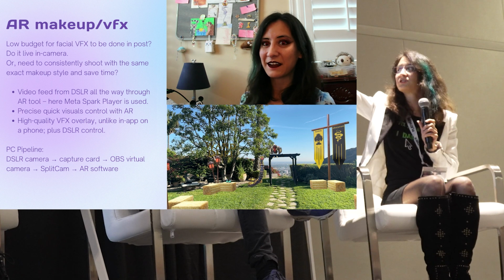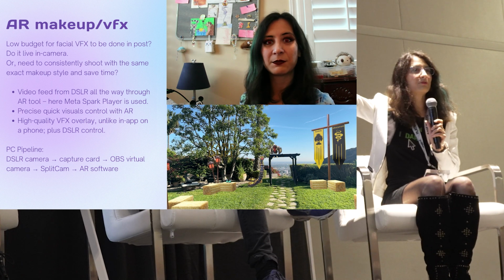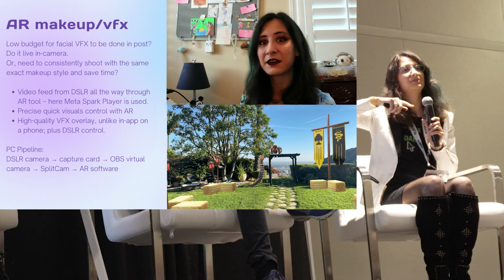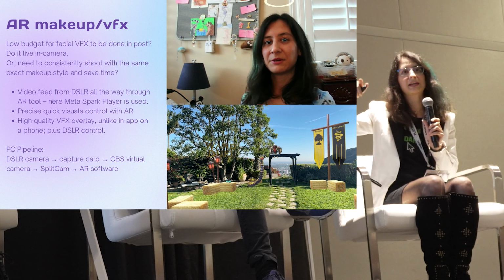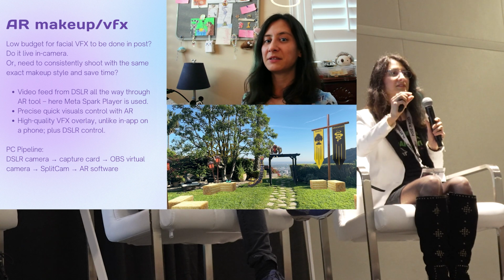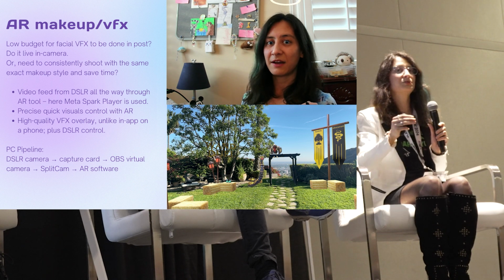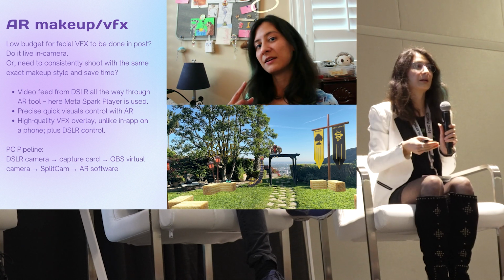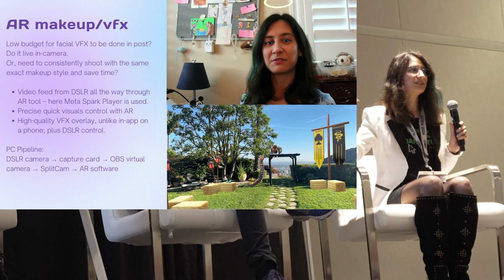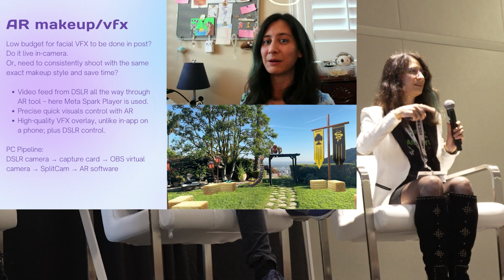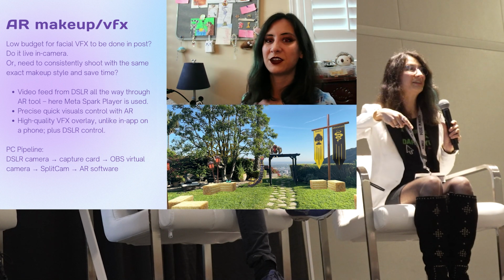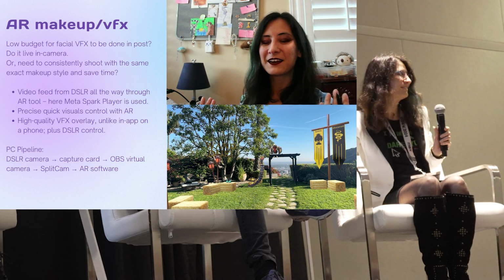So this is shot on a DSLR. And I ran that camera feed through my computer using a camera capture card. And then I ran that into OBS Virtual Camera and Split Cam. And then I was able to run all of that feed into my AR software, which in this case was Meta Spark Studio. Meta Spark is what's used to make Instagram filters. And when you use it on a desktop, you get really, really high resolution. So you can take that really high quality version and run a DSLR through it and then do a screen recording of it, which is kind of a janky method, but hey, it works.